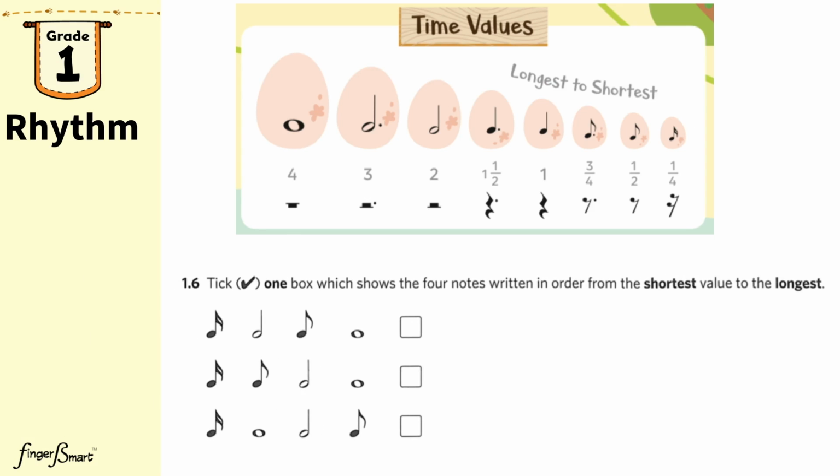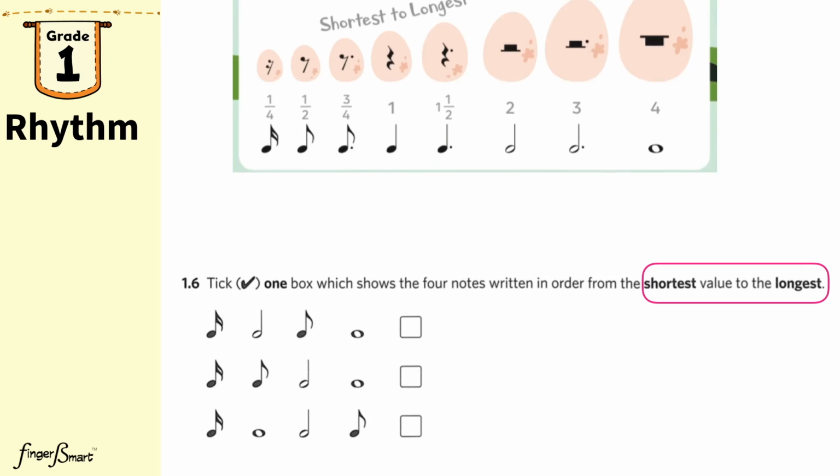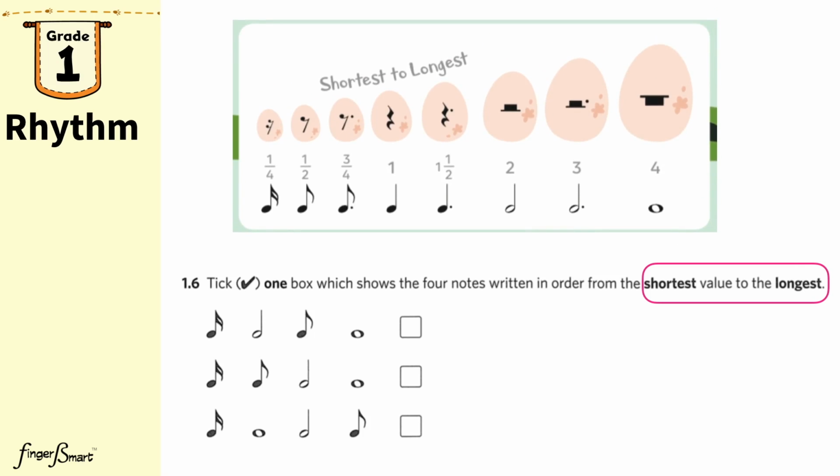Read the question carefully. Tick one box which shows the 4 notes written in order from the shortest to the longest. Read carefully again. The question has changed from your shortest value to the longest value. So you might want to refer to another chart, which is shortest to the longest. That's right.